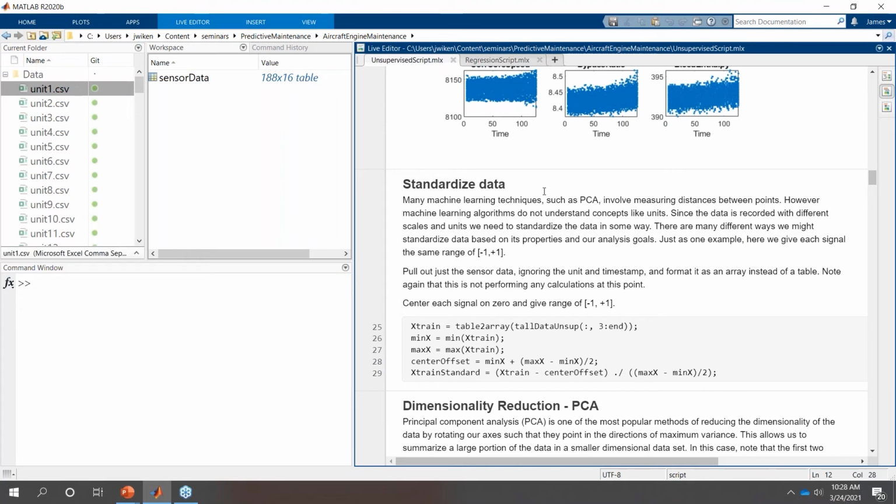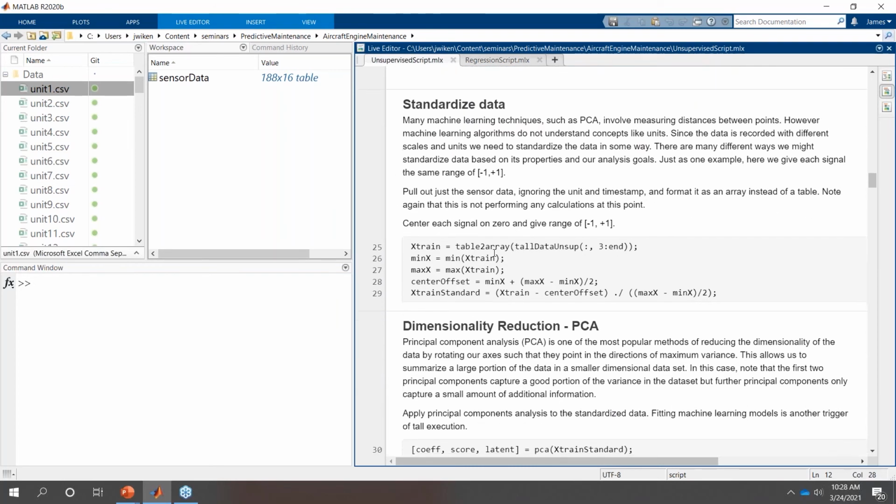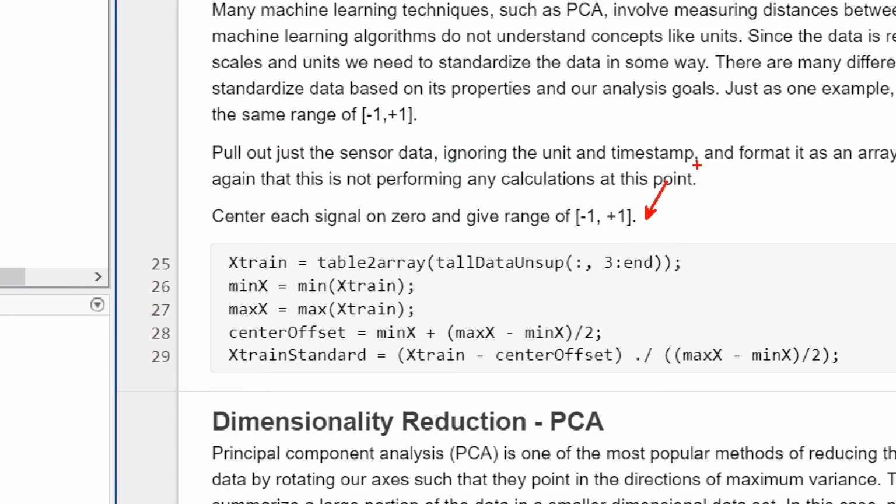A lot of machine learning techniques, including some data reduction techniques, which is what we're going to do next, want us to standardize so that we don't have negative effects by having things in very different scales. So that's what we're doing here. We're just centering each signal on 0, and then scaling it so that it has a range of -1 to +1, so everything's on even footing.